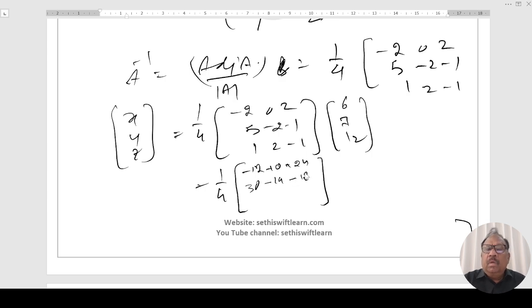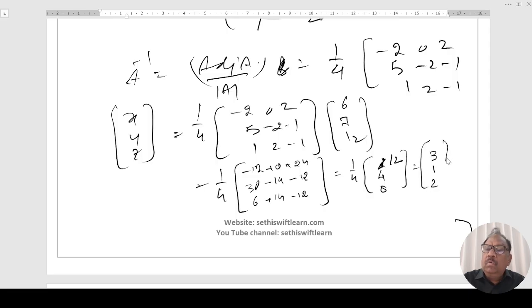Then third, this comes out to 6 plus 14 minus 12. This comes out to be 1 by 4 times 12, 4, and 8. This is 12, this is 4, and this is 8. Means 3, 1, 2.